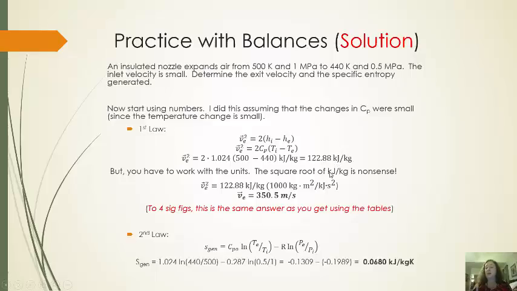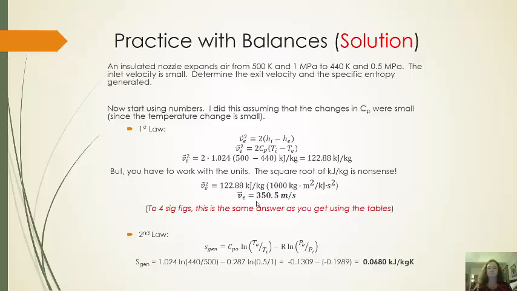If I just take the square root right here, I end up with crazy units: square root of kilojoule per kilogram. That's not velocity units. So before I do the square root, I need to do a unit conversion. So here we go. I've got 1,000 kilograms per kilojoule per meter squared second squared. Multiplying by 1,000, now I have units that are meters squared per second squared. I can take the square root. I have 350 meters per second.